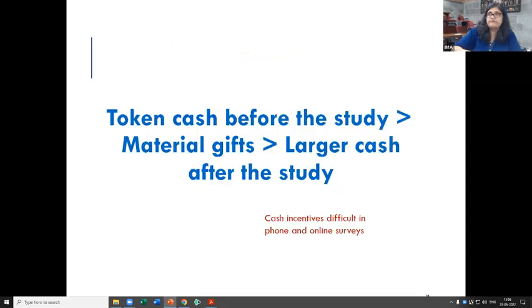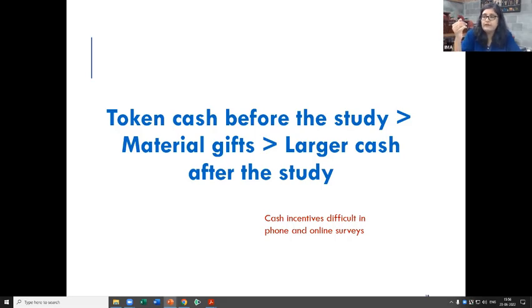Now, talking about incentives, we know of surveys or experiments where there's a lottery. We are told that 1 out of 100 people, there'll be a lottery and they will get a large sum of money. Research shows that a little bit of cash before the study, a little bit, not a lot, is more effective than material gift. Because material gift is specific to the person. The person may not like it, but cash is something people can use. But even that is more effective than larger cash after the study.